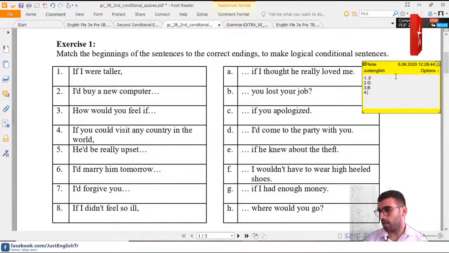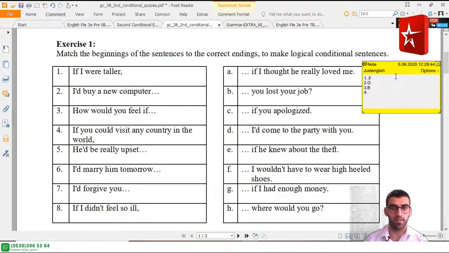He would be really upset. Number 5, the girl says number 5 is if he knew about the theft. Yes, he would be really upset if he knew about the theft. Yes, that is the correct answer. Okay, and number 5 is E.